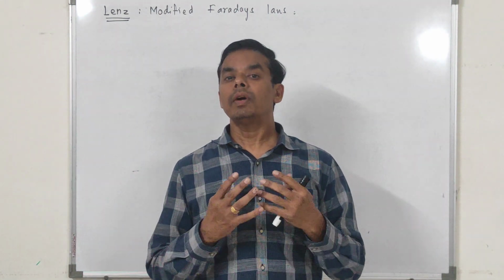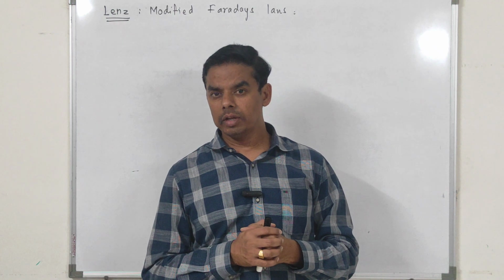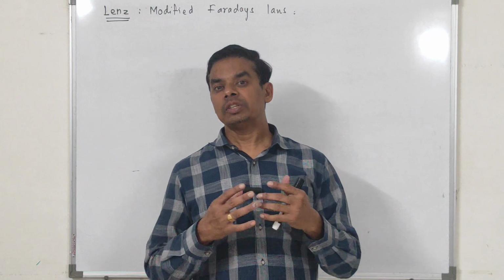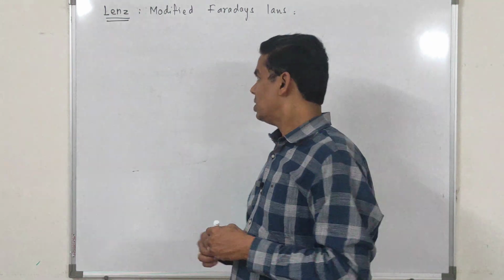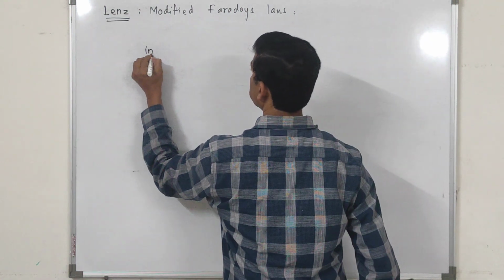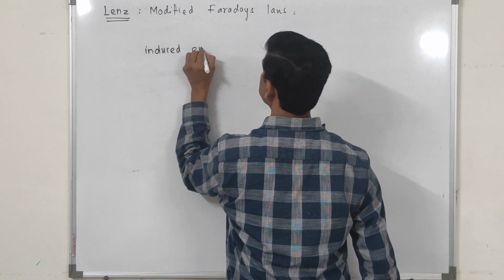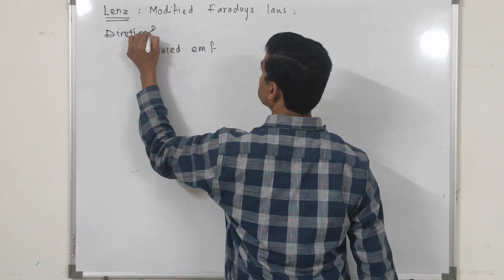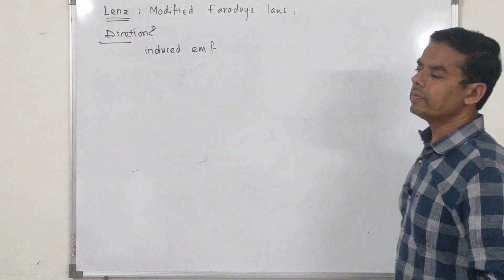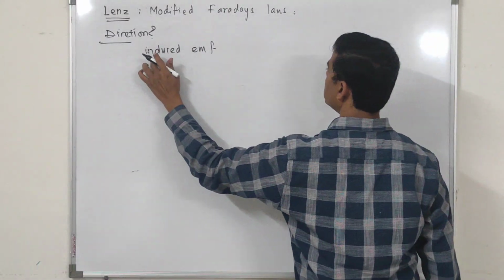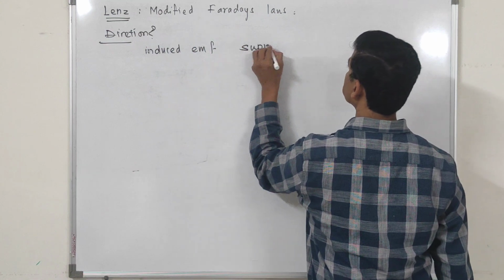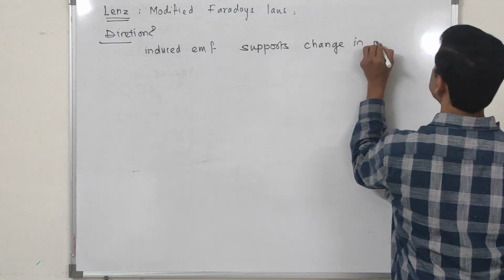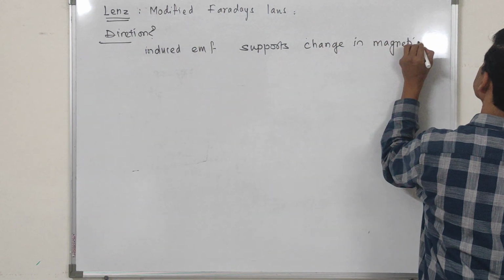Okay. But what is the direction of EMF induced in the coil? Suppose that the EMF which is induced in the coil supports the change in magnetic flux. What is the direction of induced EMF? This is our topic of discussion now. What is the direction of induced EMF? Suppose that the EMF induced in the coil supports the change in magnetic flux in the coil.